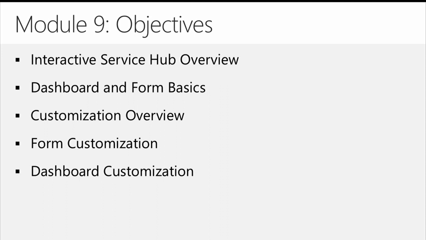We're also going to look at the dashboards and the forms, so you can see what the differences are between an Interactive Service Hub dashboard and form versus what you would typically see inside the CRM interface. Then we're going to look at the customization differences. How do you enable an entity to be used on Interactive Service Hub? What happens to those individual fields as part of that so they can be filtered and used? And then we'll talk about the specific details around how you customize a form that is going to be presented in Interactive Service Hub, and how you customize a dashboard that is going to be used inside Interactive Service Hub as well.